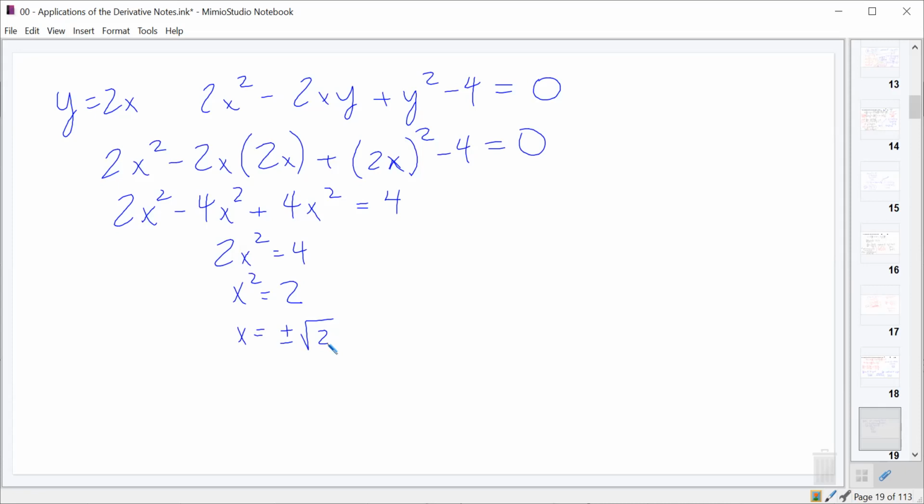So those are the locations where we would have horizontal tangent lines. Now, the equations of the actual horizontal tangent lines can be found by taking this and plugging it back into either one of our two equations. It could be either one, but it seems a lot easier to plug it into y equals 2x than to plug it into 2x squared minus 2xy plus y squared minus 4 equals 0. So here we'll get horizontal tangent lines of y equals positive or negative 2 root 2.